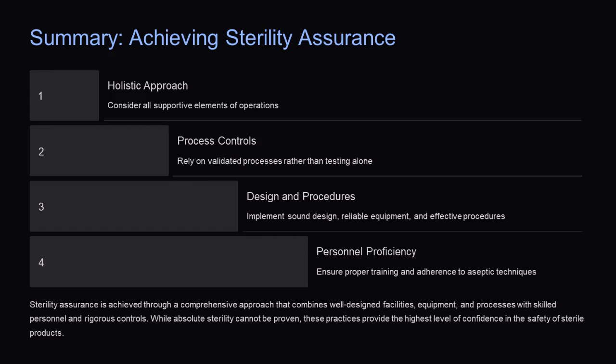Achieving sterility assurance requires a holistic approach, considering all supportive elements of operations. Process controls rely on validated processes rather than testing alone. Design and procedures must implement sound design, reliable equipment, and effective procedures. Personnel proficiency ensures proper training and adherence to aseptic techniques. These practices provide the highest level of confidence in the safety of sterile products.